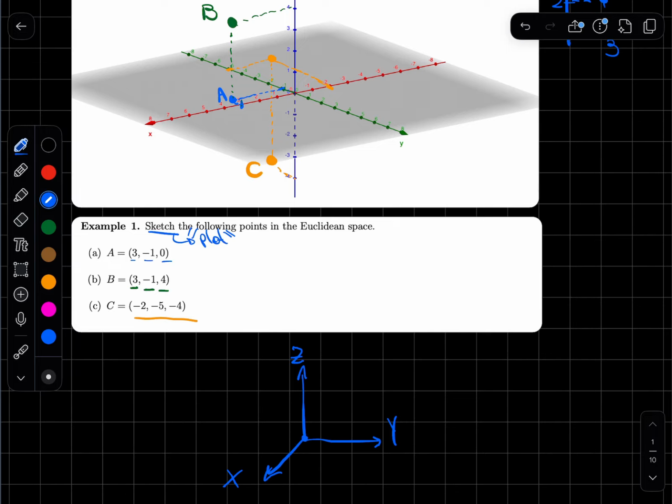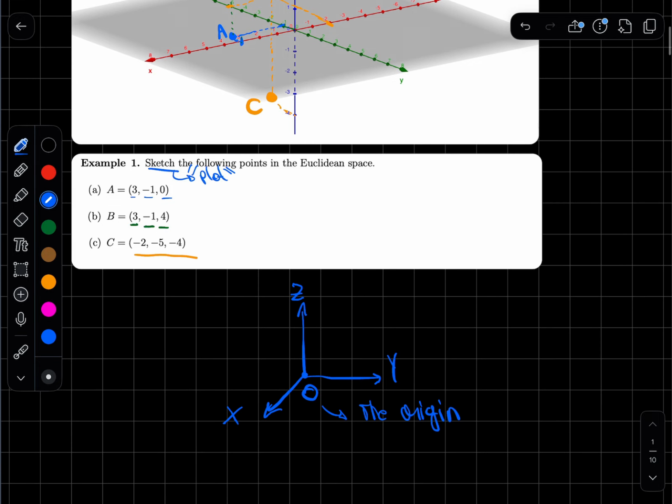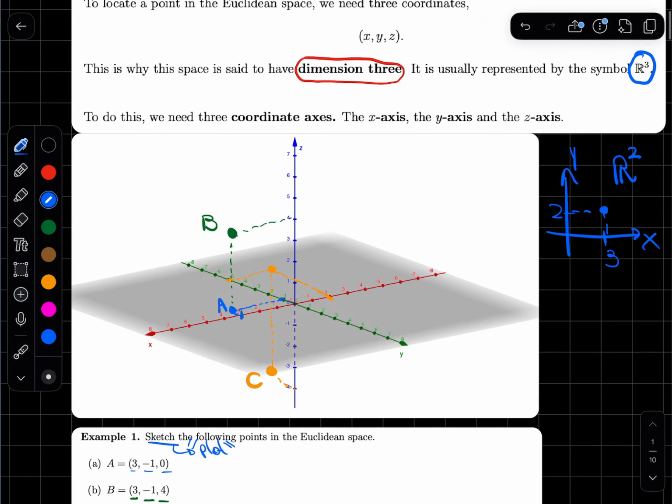Again, this point here in the middle is called the origin. And it has coordinates (0, 0, 0). All three coordinates are 0. So the coordinates of the point are (0, 0, 0), just like (0, 0) in R2 was also the origin. We use the letter O, so we save O for that point.